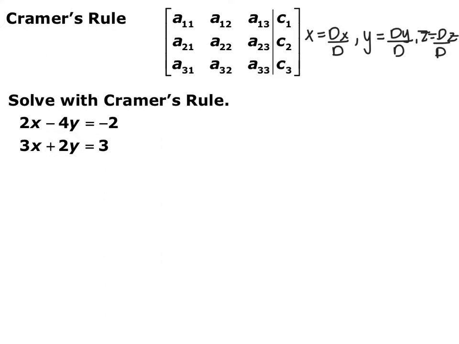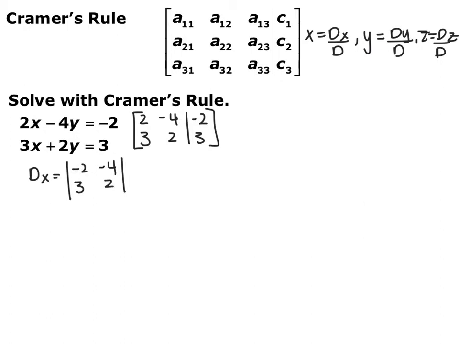So first thing, pause the video and write the augmented matrix for this system down here. So you should end up with 2, -4, -2, 3, 2, and 3. So now when we take the determinant with respect to x, we're going to drop off the x column and replace them with the answers. So we're going to take the determinant of the matrix -2, -4, 3, 2. So we took this x column, we got rid of it, and replaced it with the answer column instead. So go ahead and pause the video and take this determinant. So you should end up with a -4 minus a -12 or a +8.